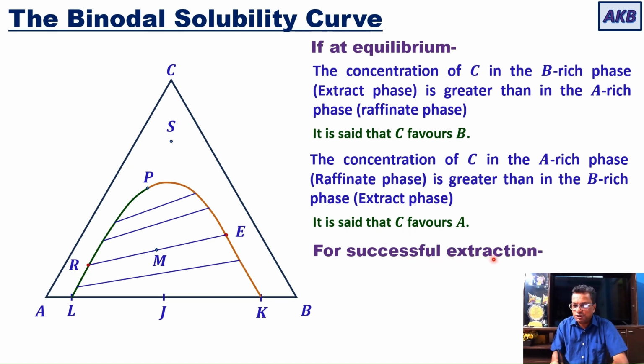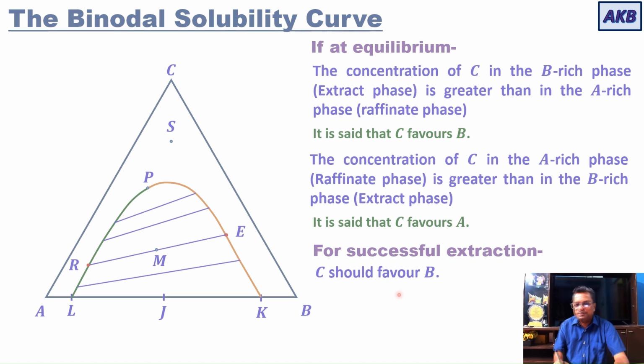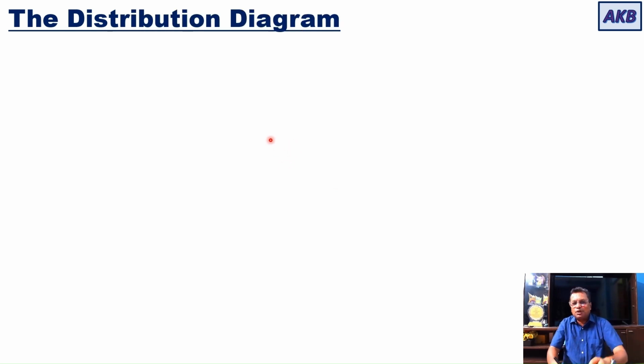For successful extraction, of course, C should favor B. That is, the first case should be prevailing. C should be going into B. That is, the concentration of C in the extract phase should be more than the concentration in the raffinate phase for successful extraction. So that's why I'm saying for successful extraction, C should favor B. So that was all about the binodal solubility curve.